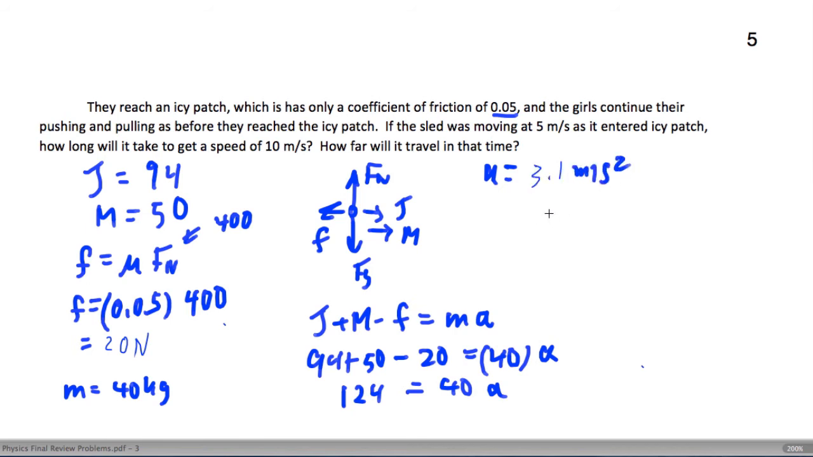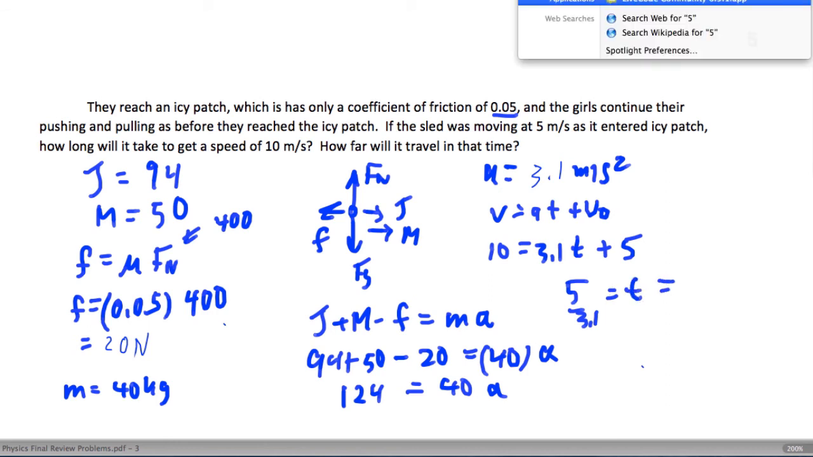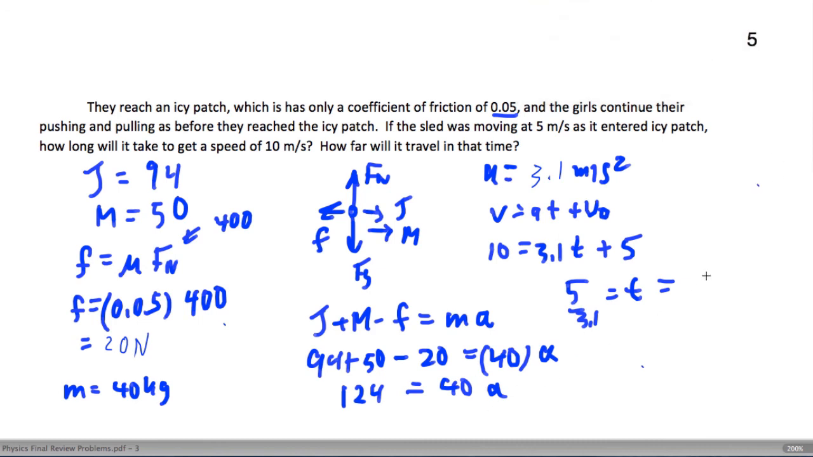So now let's figure out how far we're going to travel in this time. So we're going to get x equals 1/2 at squared plus v naught t plus x naught. So that's going to give us x equals, oh, we don't even know how long it takes to get there. So it says, how long will it take to get to the speed of 10 meters per second? So v equals at plus v naught. Let's do that. So we're going to have 10 equals 3.1 t plus 5. And then that's going to end up giving us 5 over 3.1 equals t, which is going to be about 1.6 seconds.